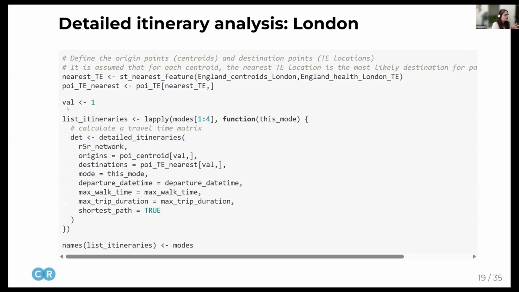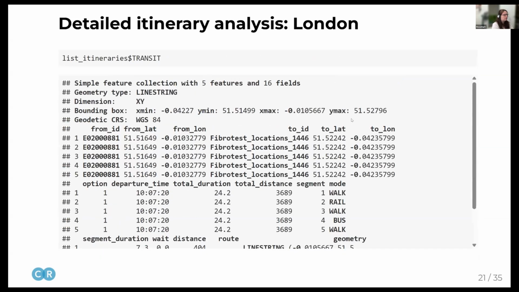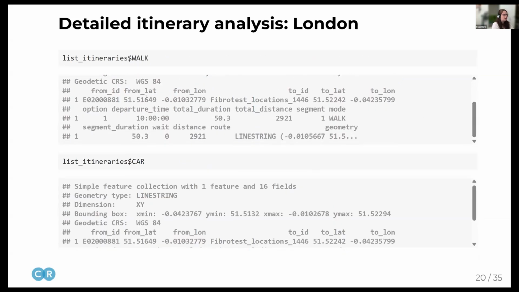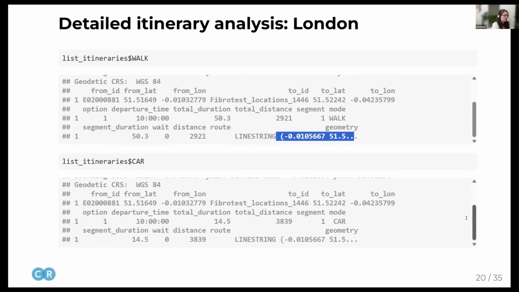For this, I'm just going through each of the modes. I'm just going to do the first one, just 1 point: the first centroid to the first nearest TE, and produce a list of itineraries using the detailed itineraries function. The return for the walk is a single row, which shows departure time, segment duration, total distance walked, your from and to, and also a line string to show your route. And the same with the car, a single row to show your distance and your duration.